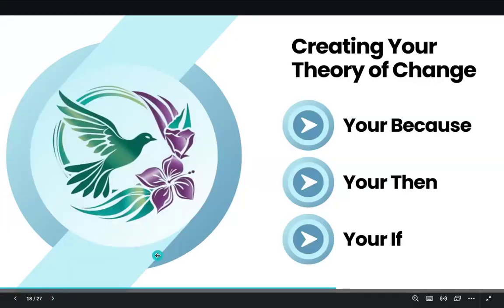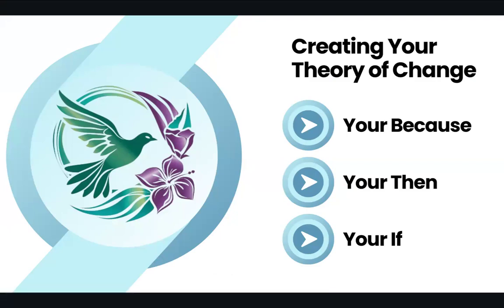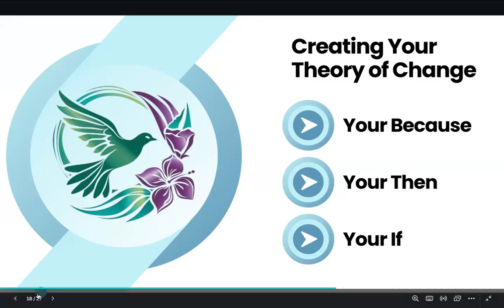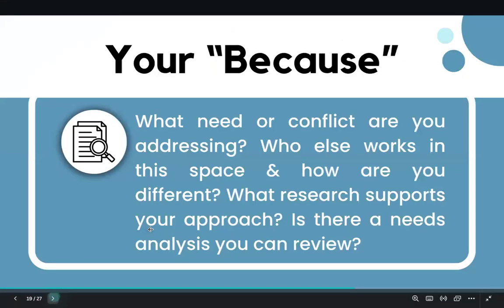So now we're going to go on to creating your own theory of change. I like to start backwards when I'm creating my theory of change. Start with my because, then talk about my then, and then create the action plan based off that. So we're going to do that.